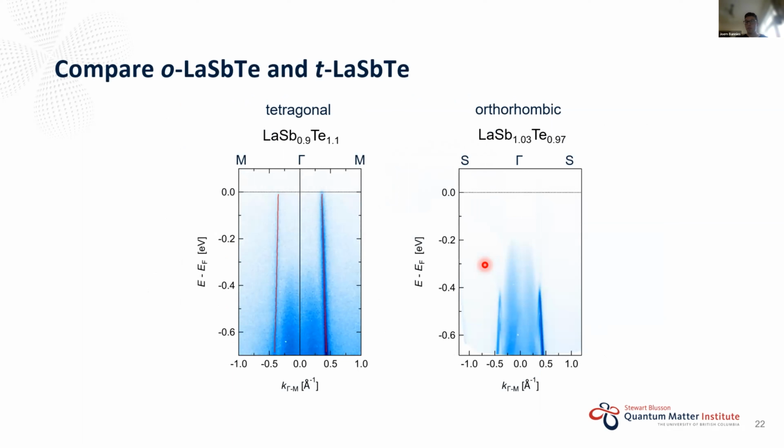To give you a direct comparison, here on the left-hand side, again, we have the tetragonal phase, which we obtain in the electron-doped regime, where we have linearly dispersing bands with no gap. While if we go into the slightly hole-doped regime, we observe this massive gap developing in those linear band crossings.